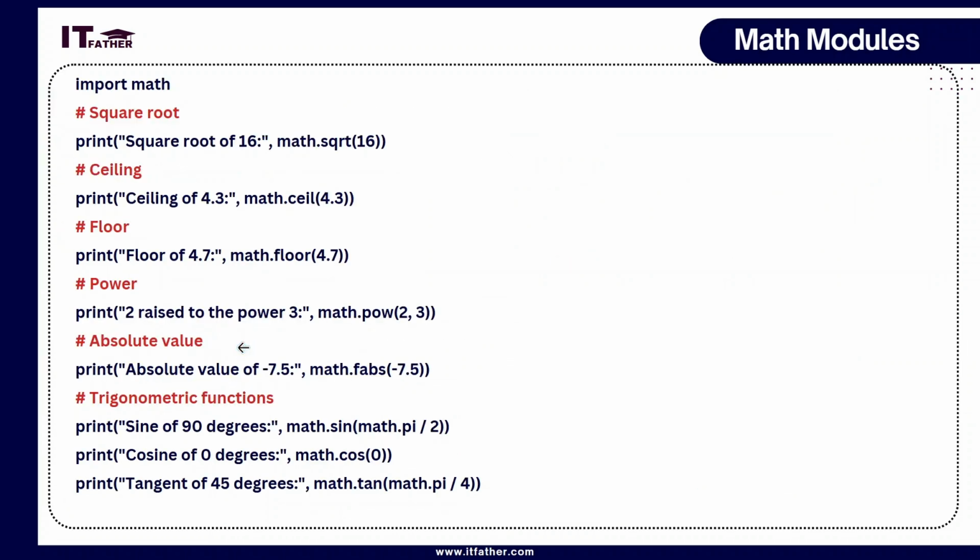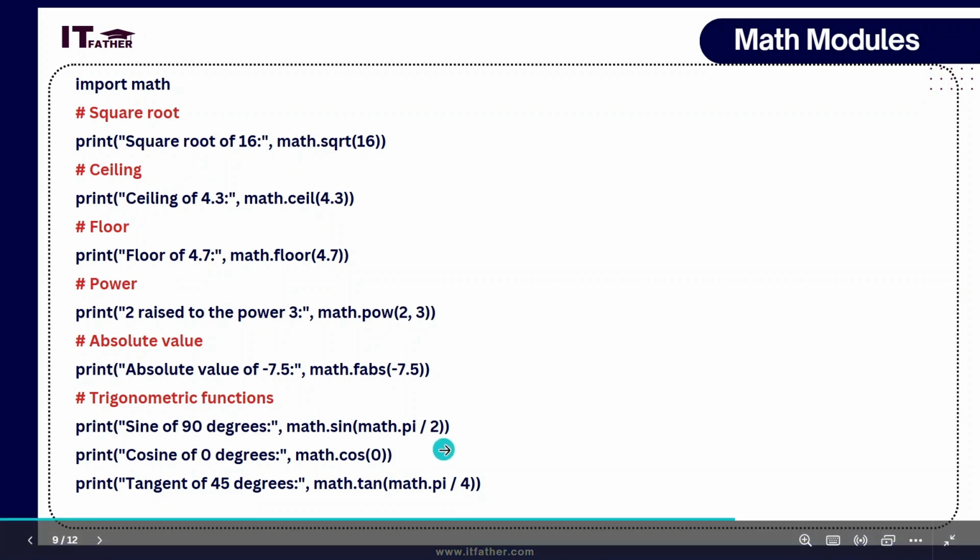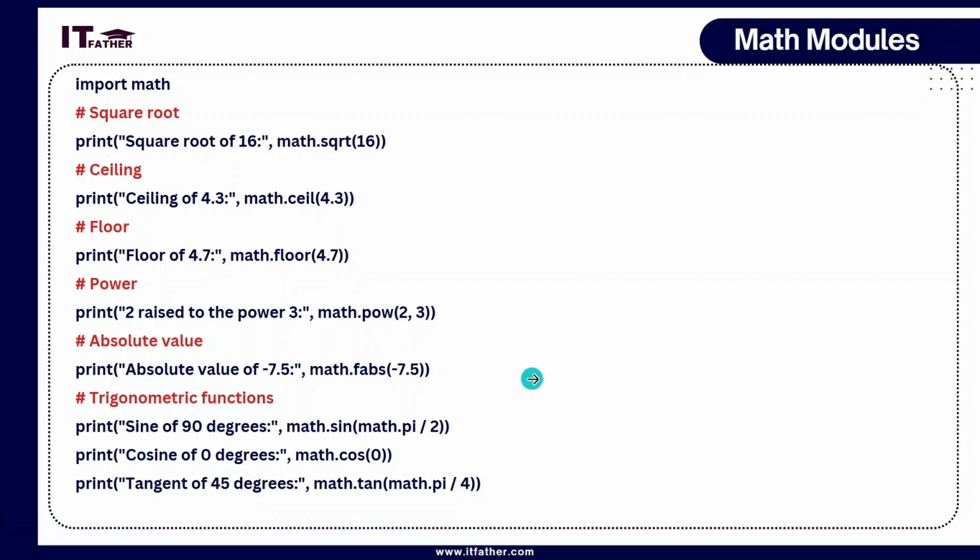In short, we can check now all the main important methods of the math module. We have square root, we have ceiling and floor, we have float, we have power, we have absolute value. Trigonometric functions we have sin, cos and tan, right?